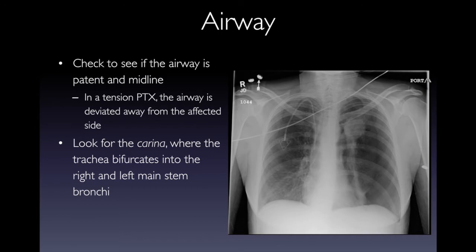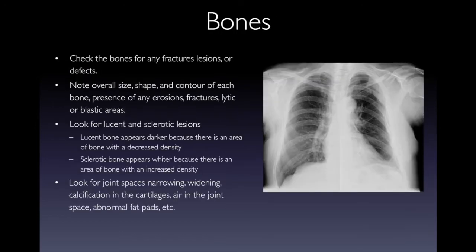Next is B, or bones. You want to obviously look for any fractures, lytic lesions, any abnormal defects, step-offs, compression fractures. The bones that you're mainly looking at are the clavicles, ribs, thoracic spine, and potentially the humeral heads, depending on the film. In this film here, you obviously see that there is a left clavicle fracture.